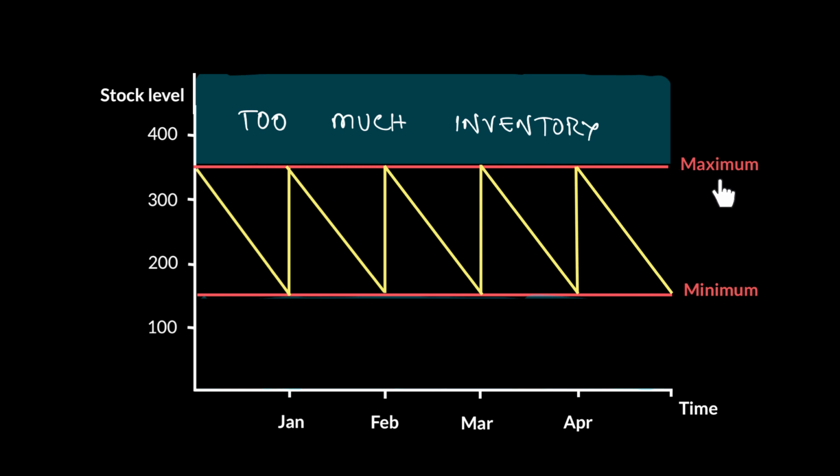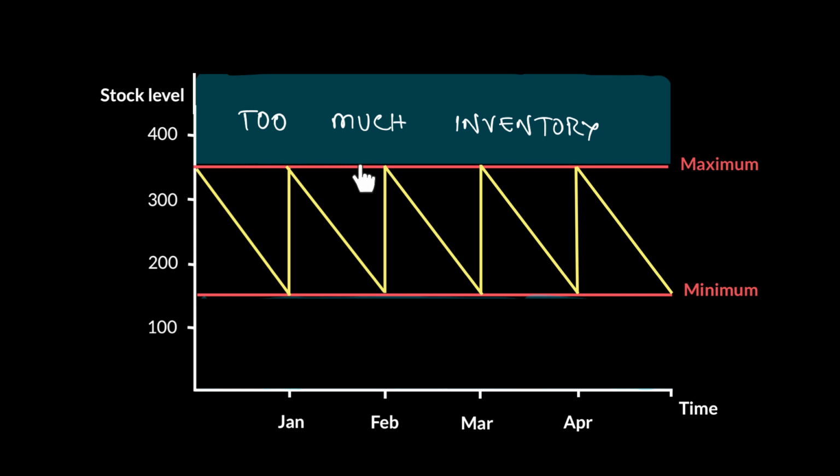And that cutoff is called the maximum stock level. This is the level above which the company will never order, because then the storage cost and other problems start incurring. So that's the maximum the company is willing to go. In this case, that's 350.